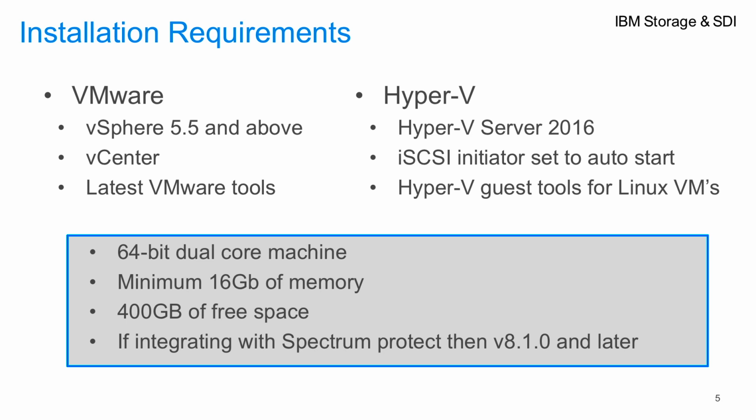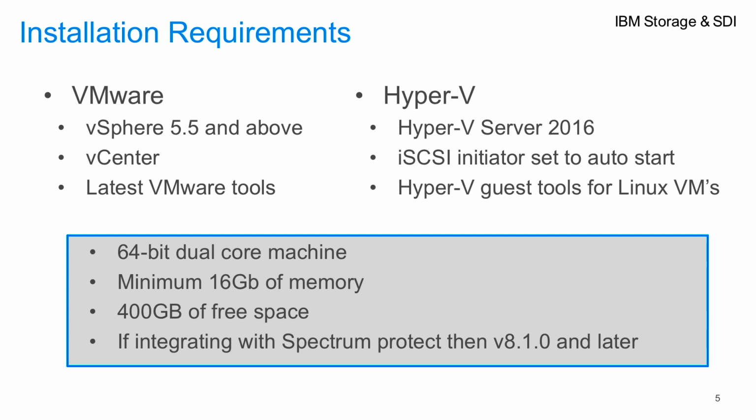And from a Hyper-V perspective, we support Hyper-V 2016. The reason for supporting Hyper-V 2016 is because we use resilient change tracking, which is only available with Hyper-V 2016. The iSCSI initiator service must be set to auto start, because that's the way we communicate to the vSnap storage within your Hyper-V environment. And then, of course, if you have Linux VMs in your Hyper-V environment, then you need the guest tools for Linux VMs.